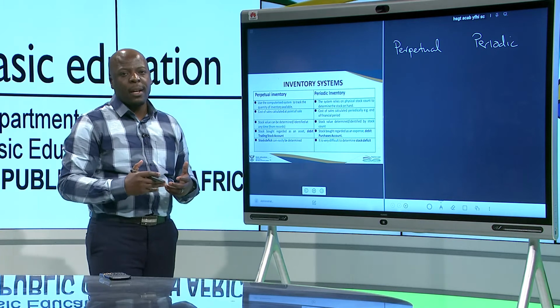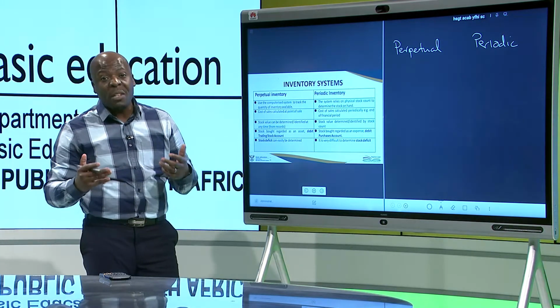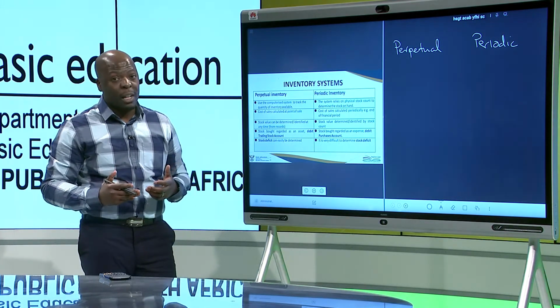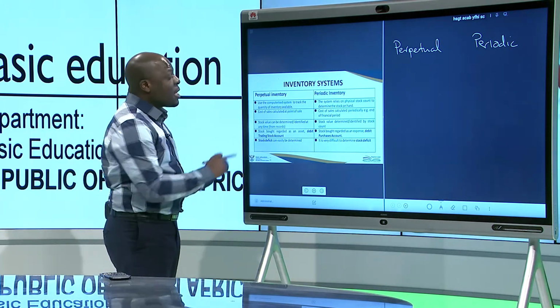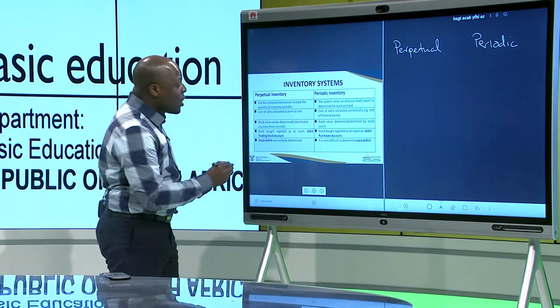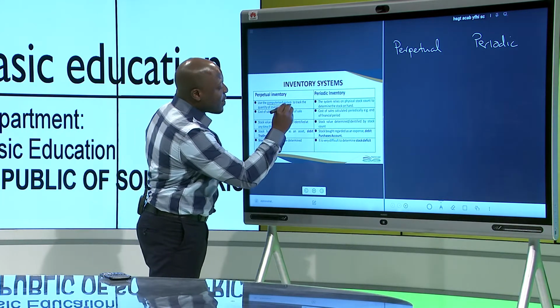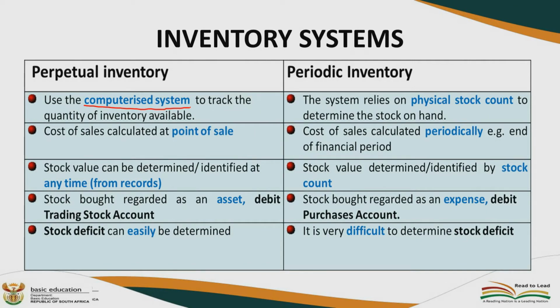You understand that it is a system that is used by businesses in order for them to calculate their cost of sales. And as you can see on the slide that I have here, this perpetual inventory system needs to have a computerized system. That means this is going to be capital intensive in this case. So your perpetual inventory system, you need to have a computerized system so that you can track the quantity of inventory that is available. This is now different when you compare it to your periodic inventory system.